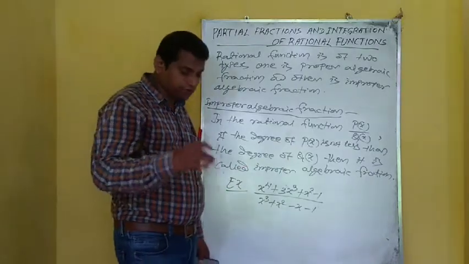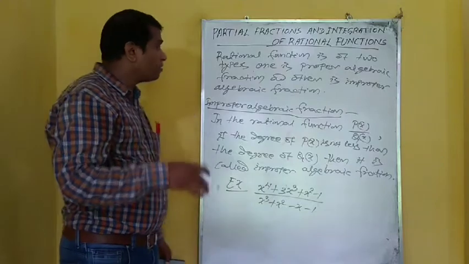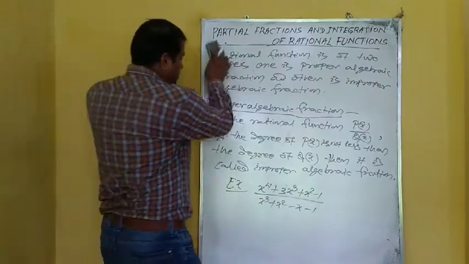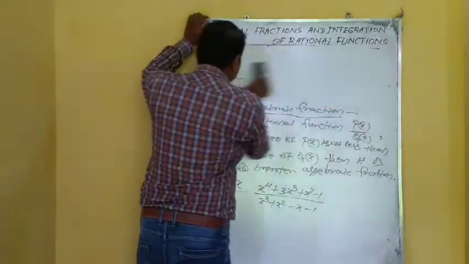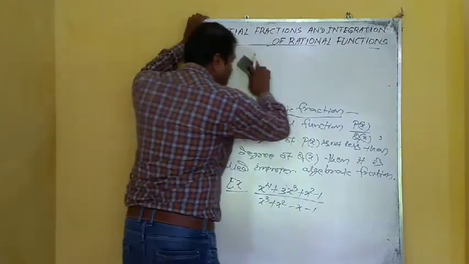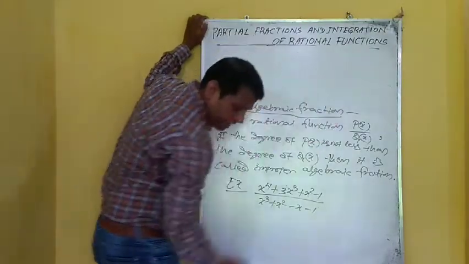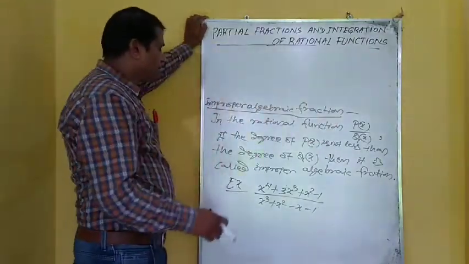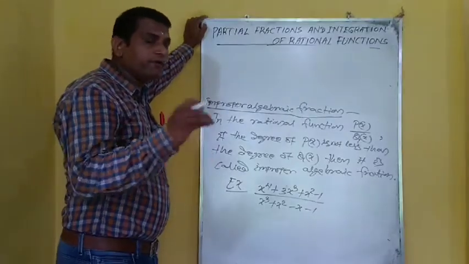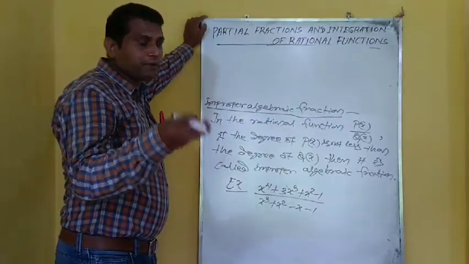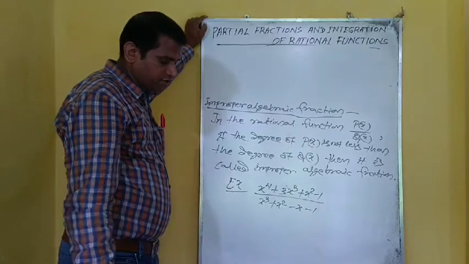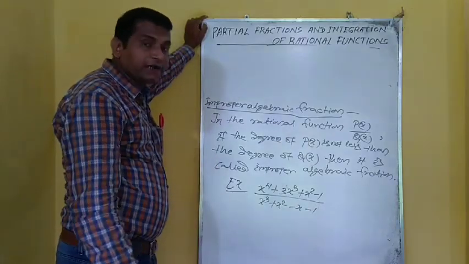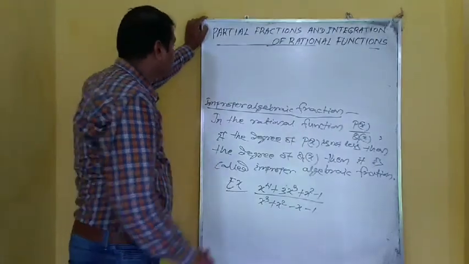If the rational function is in the form of an improper algebraic fraction, then we divide it and write it as the sum of a polynomial and a proper algebraic fraction. Sum of a polynomial and a proper algebraic fraction.